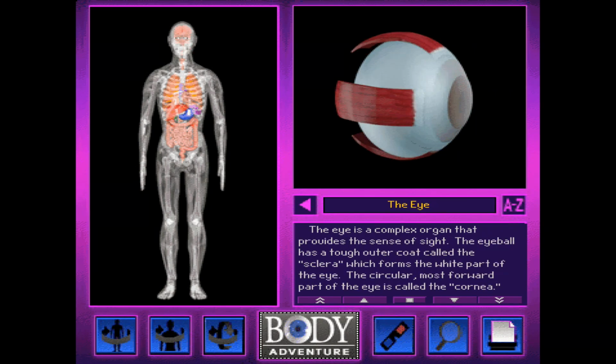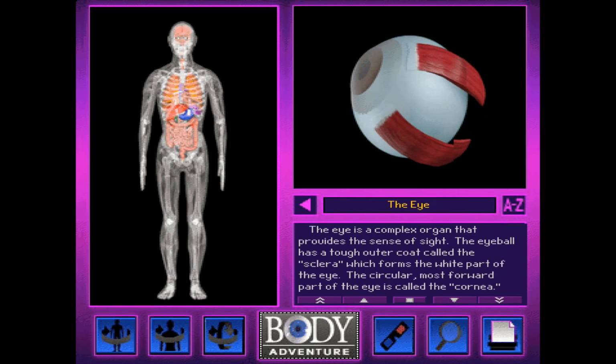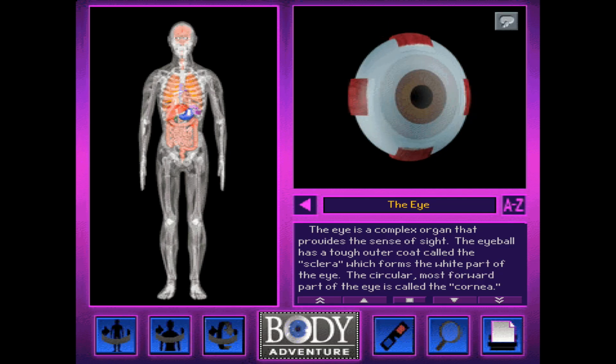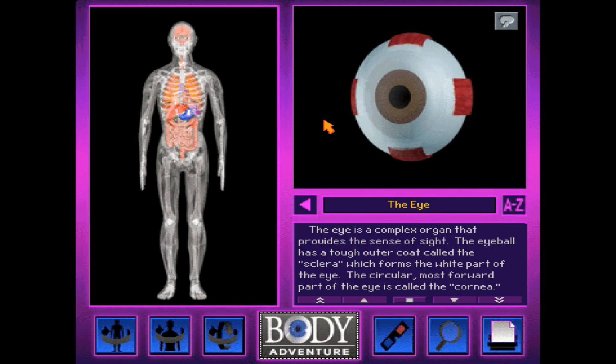The eye. The eye is a complex organ that provides the sense of sight. The eyeball has a tough outer coat called the sclera, which forms the white part of the eye.